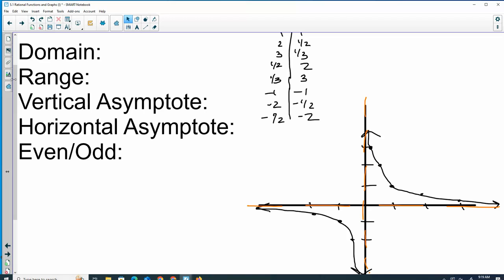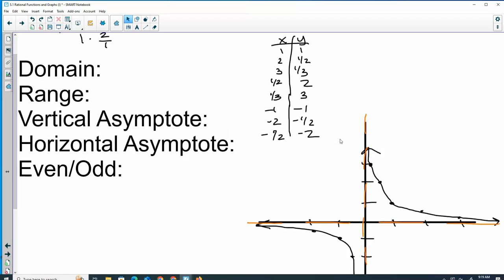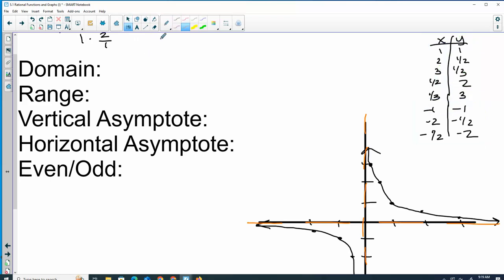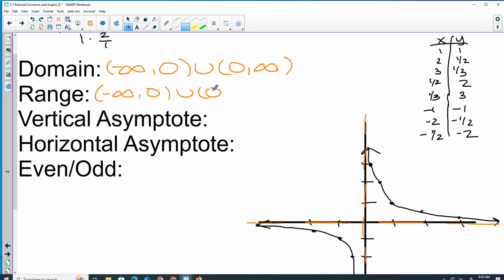Let's answer just a couple questions over this. Domain, we already kind of talked about. We said x can't be 0, so how would we write that domain? We have things to the left and the right of the axis, but not on it. All right, the range. What y value do we never hit? 0. It turns out to be the same on this one. Infinity, 0, union, 0 to infinity.